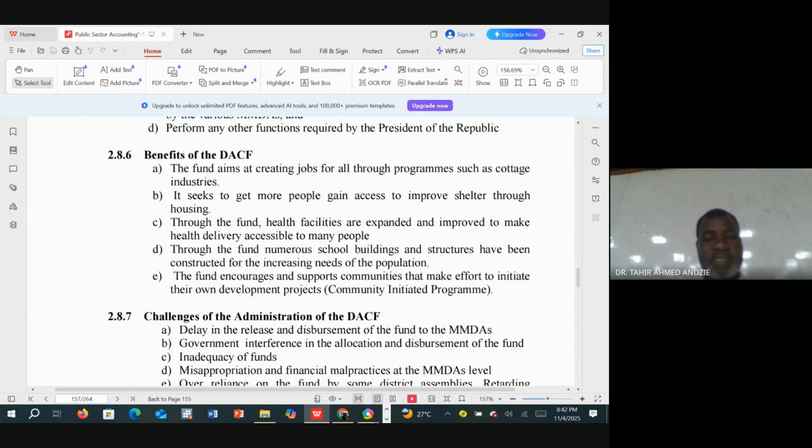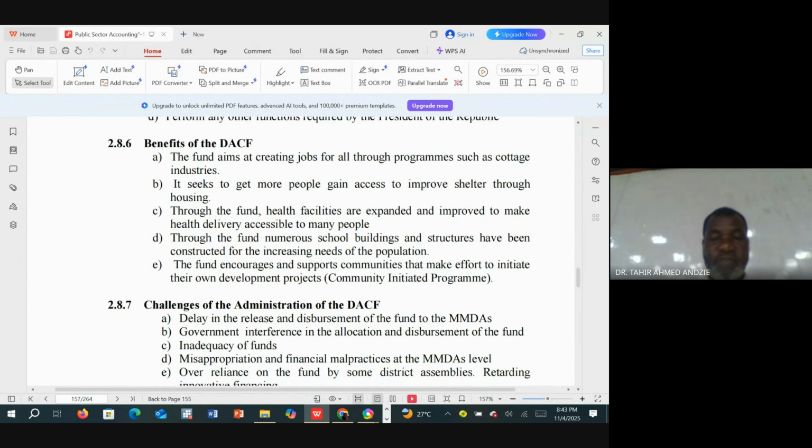It seeks to get more people to gain access to improved shelter through housing. So we said the fund is also used for housing, provision of schools, water, and this thing. So it seeks to get people to gain access to improved shelter through housing, and also through the fund, health facilities are expanded and improved to make health delivery accessible to the people.